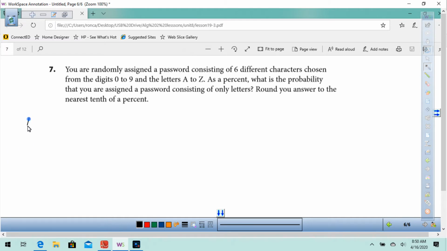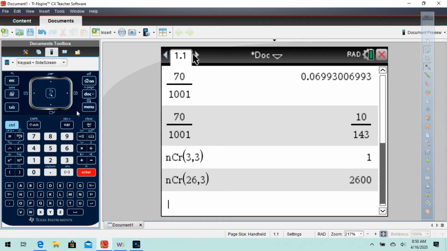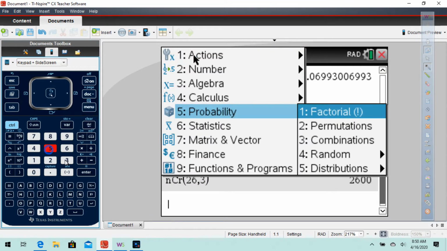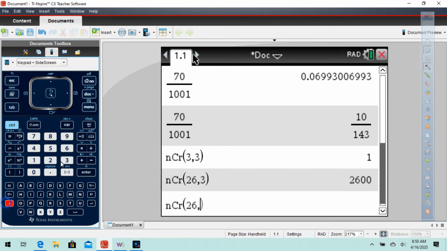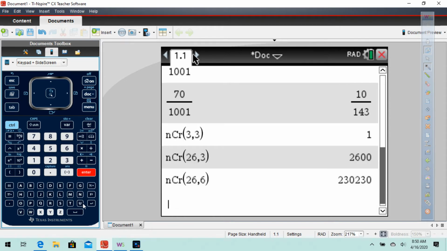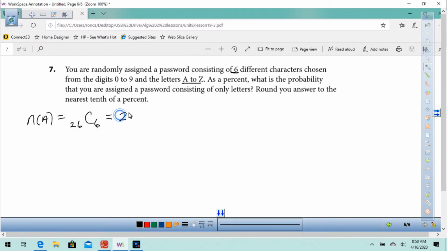So N of A, the sample space, that's going to be, how many letters are there? There's 26. And you're wanting how many? 6. So 26 choose 6. That's 230,230. That's easy to remember.